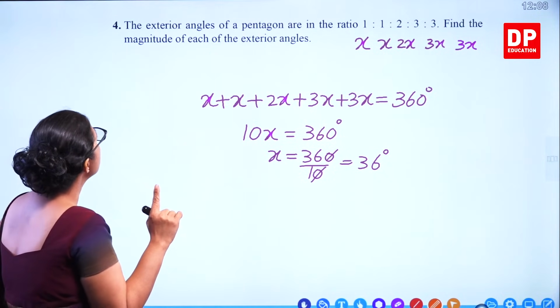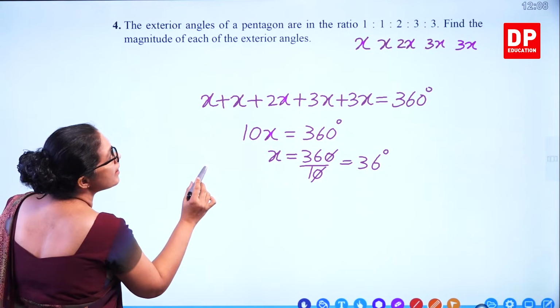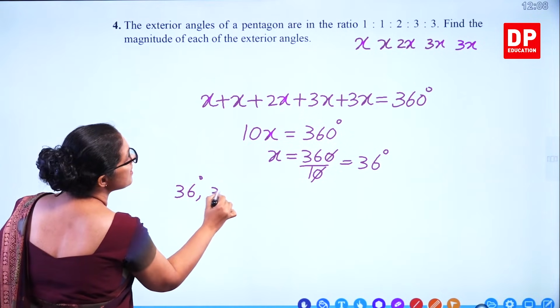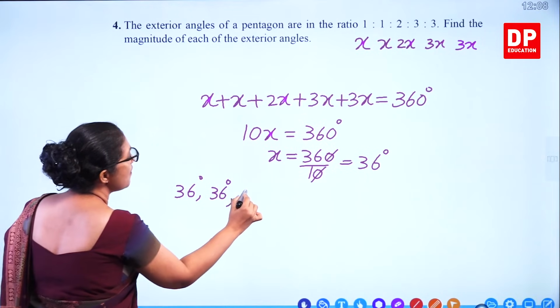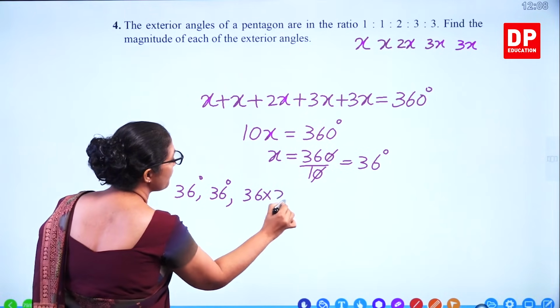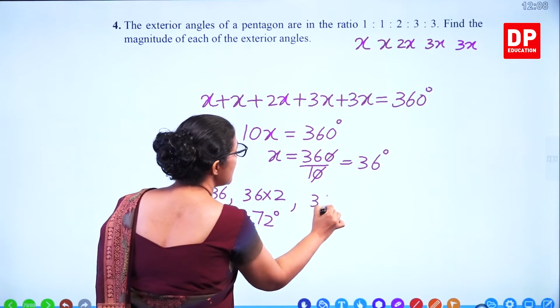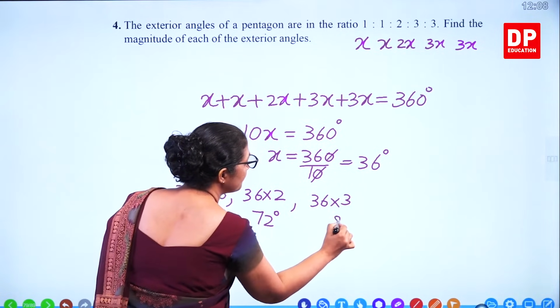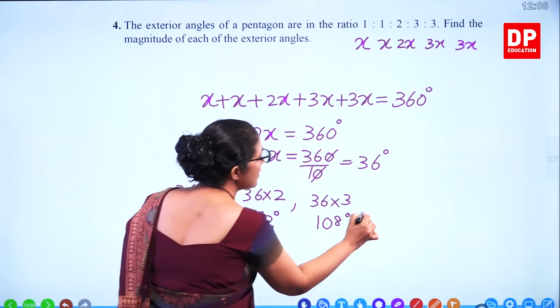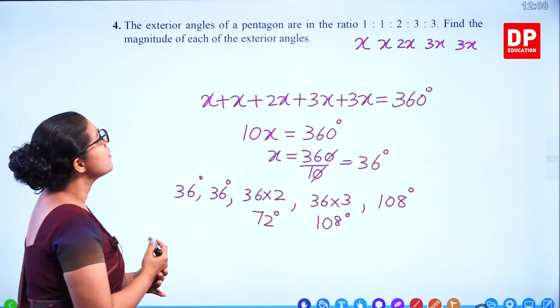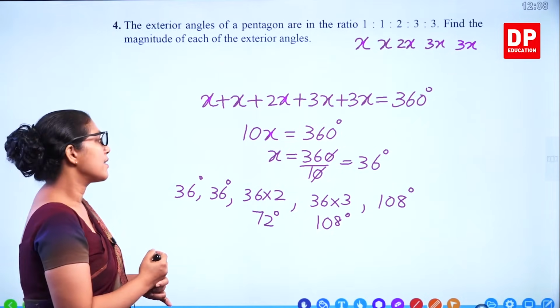Now we found out x. So what are the exterior angles? One is 36. Another one is 36. Other one is 36 into 2, that's 72 degrees. Then 36 into 3, 108 degrees. And the other one also 108 degrees. So these are the exterior angles.